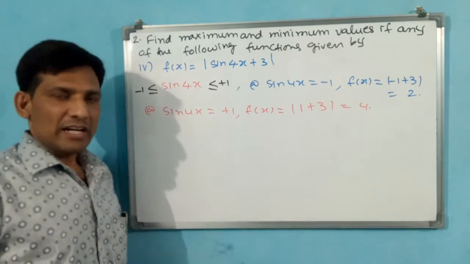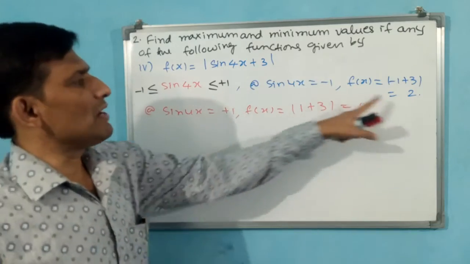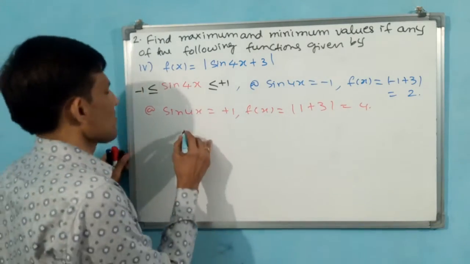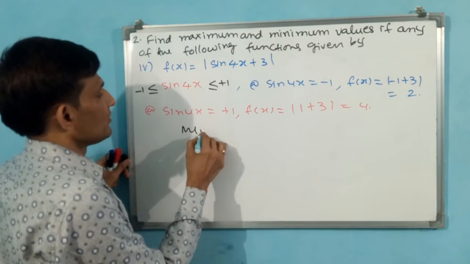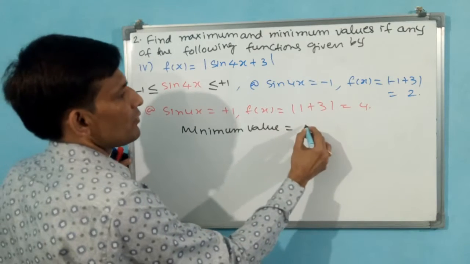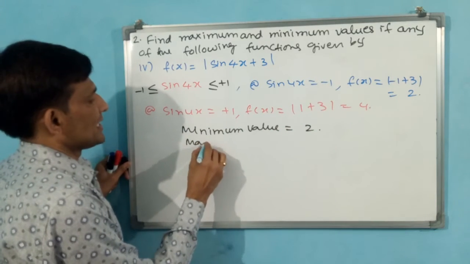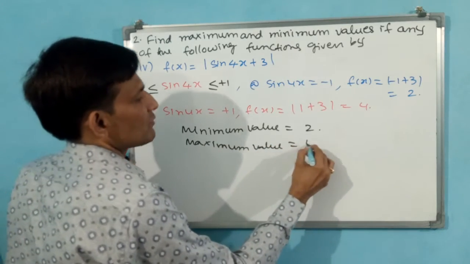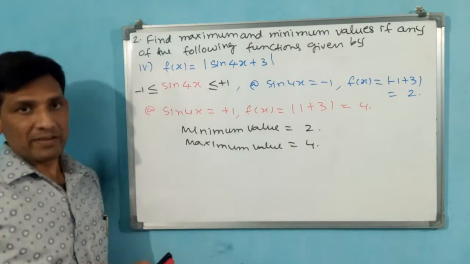By seeing these two, you can understand easily. What is the minimum value? Minimum value is 2. What is the maximum value? Maximum value is 4. That's all. Okay. Write down. Minimum value is equal to 2. Maximum value is equal to 4. Is it okay? Definitely.